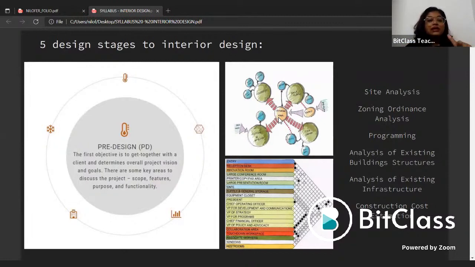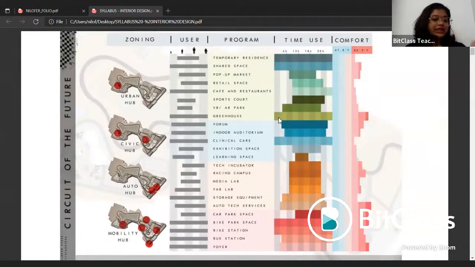Also you have to do another thing called the user analysis. What you can see here right now is a sample user analysis which I did for my academic thesis project. First we have to understand the zoning of the thing you're going to design, whether a living room, bedroom or kitchen, and the user of that particular area.